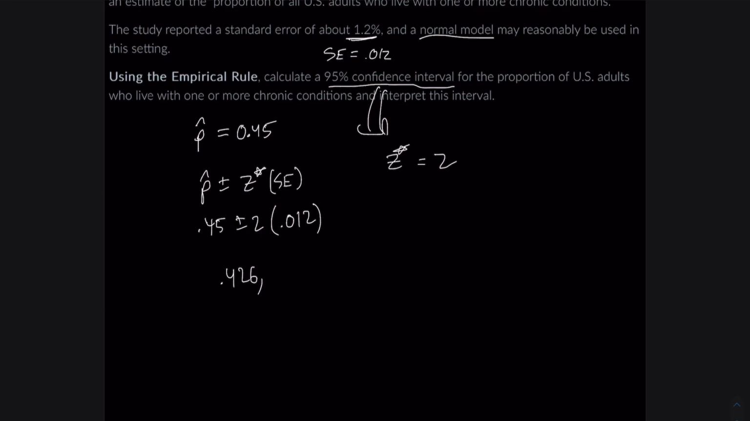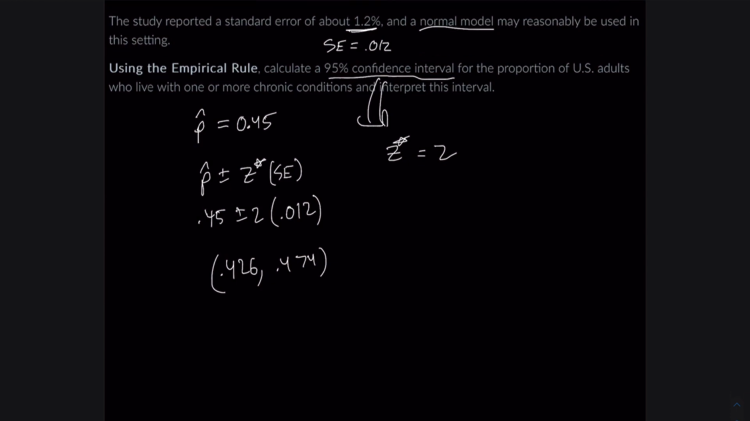0.426 and 0.474. All right, there we go. That's a 95% confidence interval. And it also asks us to interpret this interval.